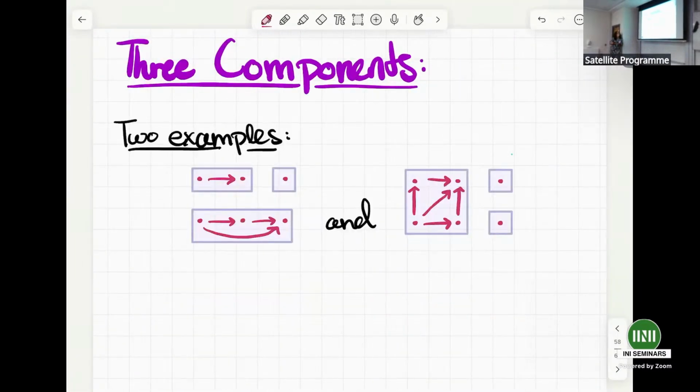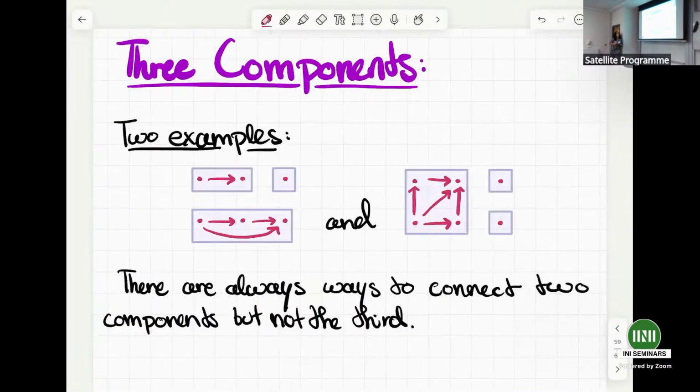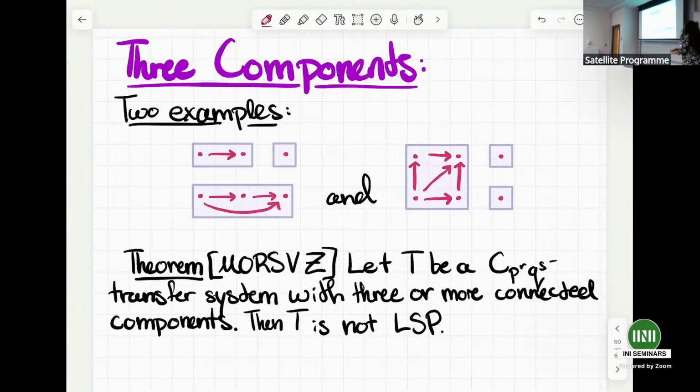So, all right, how about three components or more? Well, it turns out there's always a sneaky way that you could connect two of the components, but not even touch the third, right? And so what does that mean for us? Well, that means that there is somebody between the hull and the complete thing that you can be compatible with. And so we also showed that if you have three or more connected components, then it's not LSP.